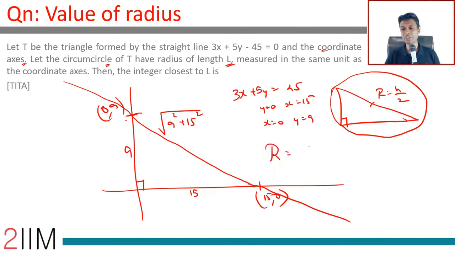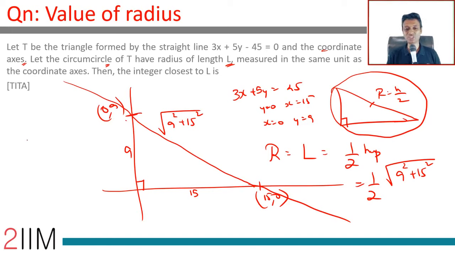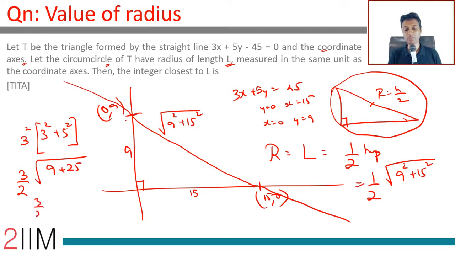Circumradius, which is effectively L in our case, is half of hypotenuse, which is half of square root of 9 square plus 15 square. Brilliant. So we need to find 9 square plus 15 square. We can take a 3 square outside. 3 square plus 5 square. So it is 3 by 2 times square root of 9 plus 25. 3 by 2 times square root of 34.